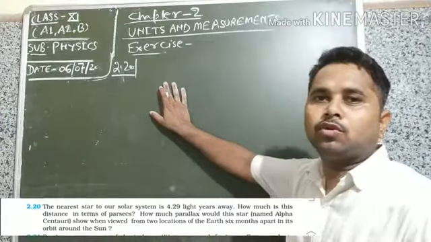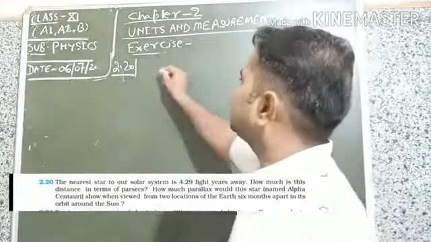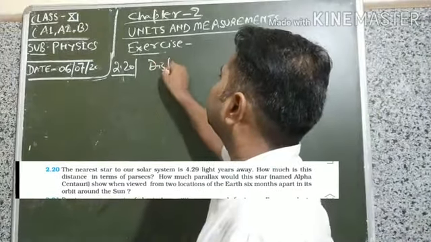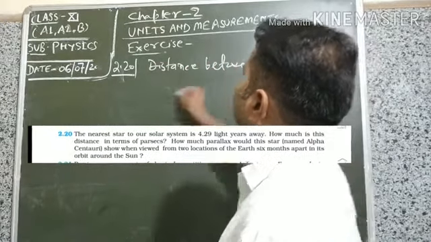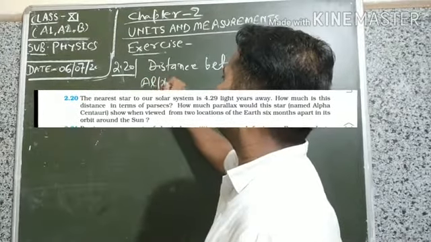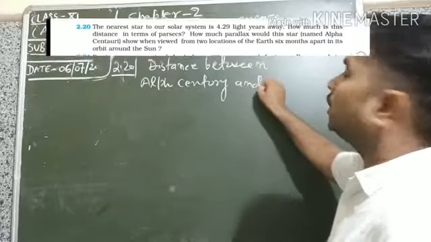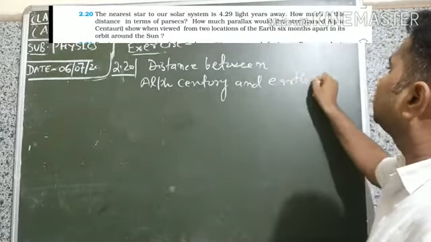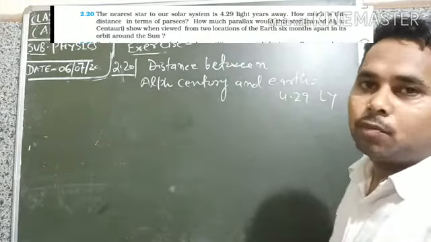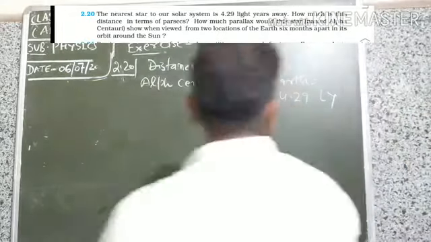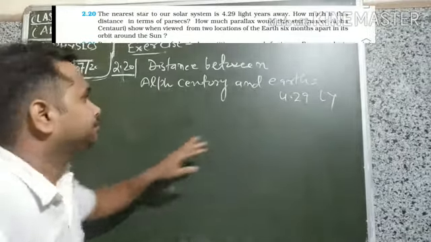In question number 2.20, it is given the distance between Alpha Centauri and Earth is 4.29 light year. So first of all, convert this distance into meter.